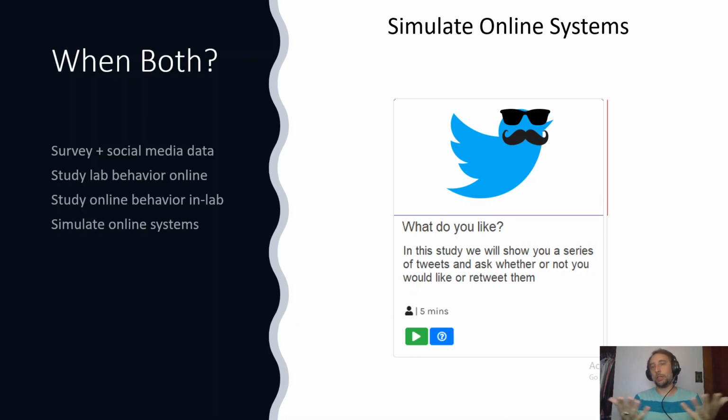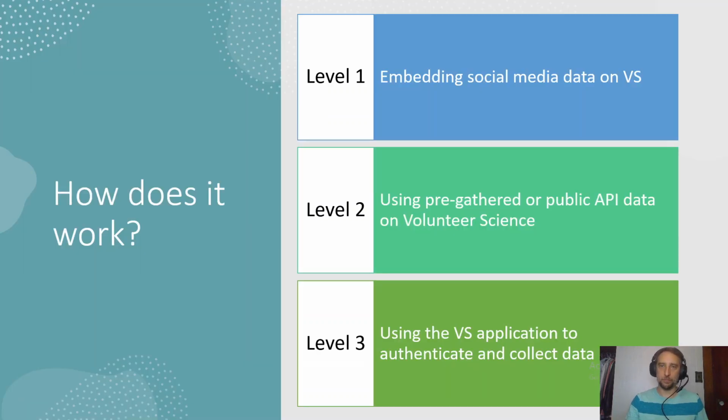So you can construct fake tweets, or you can construct simulated Instagram posts or simulated TikTok videos, or you can hide the name of the person who shared the post, so you can guess, or you can have people respond to the content of the message without knowing who it's coming from, and vice versa. Just a couple of ideas, things that you can do with the volunteer science social media integration.